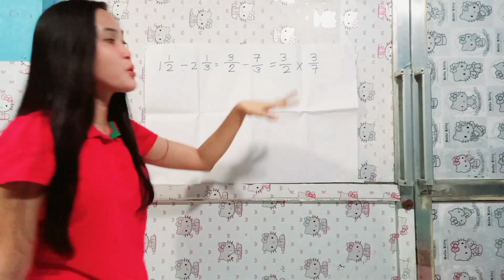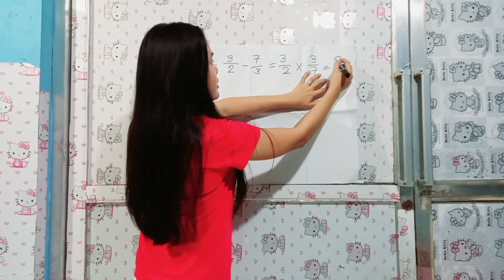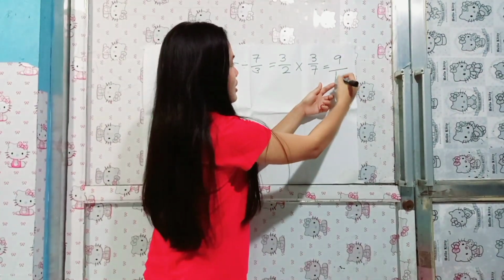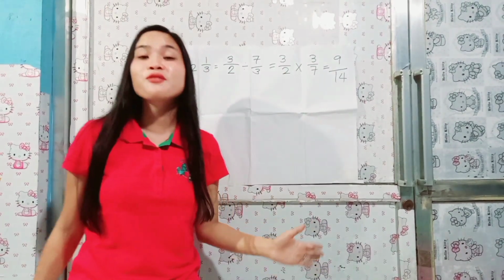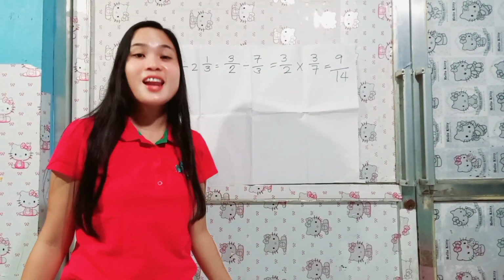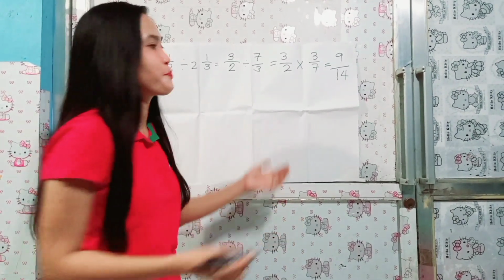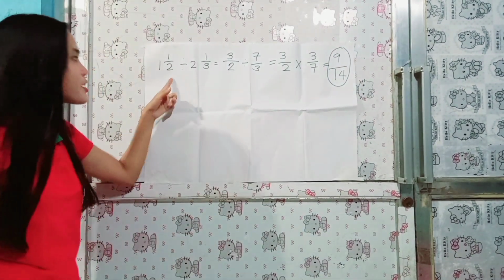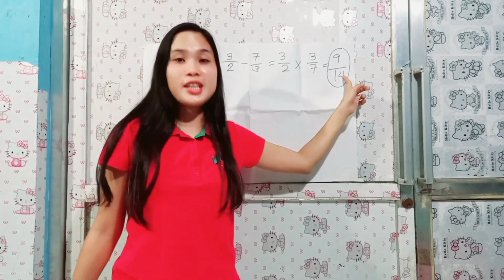So let's proceed to multiplication. 3 times 3 is 9. 2 times 7 is 14. Since there is no more number that can divide 9 and 14, then this is our final answer. 9 over 14 is already in its lowest term. So this will be our final answer. 1 and 1/2 divided by 2 and 1/3 is 9 over 14.